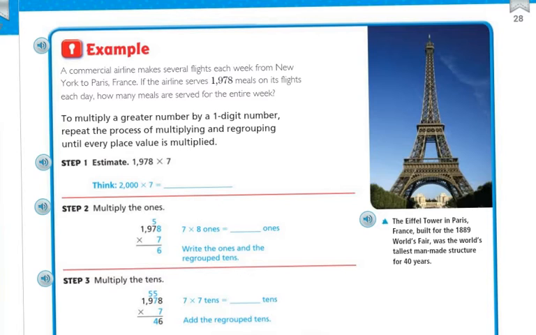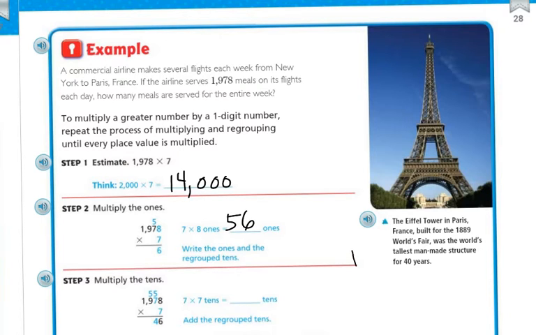So if I'm going to estimate 1,978 times 7, I could think that 1,978 is close to 2,000. 2,000 times 7, well, I know 7 times 2 is 14, and then if I'm multiplying it, I'm going to add my 3 zeros to get 14,000 as my estimate. Step 2, multiplying the ones. 7 times 8 ones equals 56 ones.